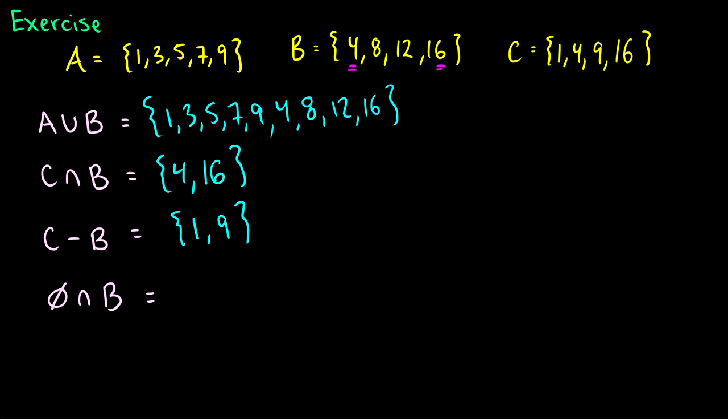Okay, finally, the empty set intersection B. Well, the empty set intersection any set is just the empty set. Because there are no elements in the empty set, so there's nothing in common with the empty set and B. There are no common elements. So that is set operations.